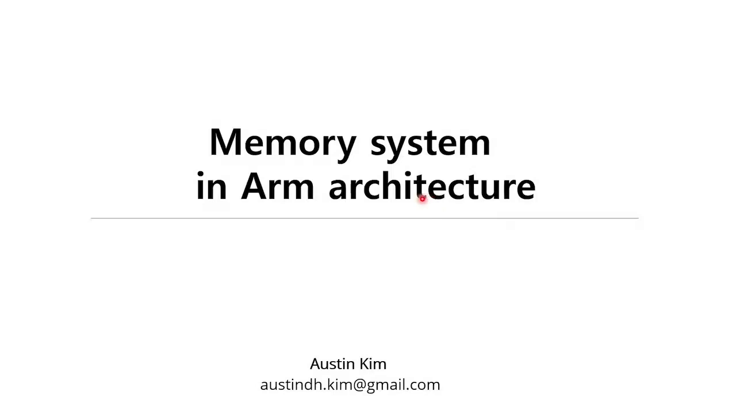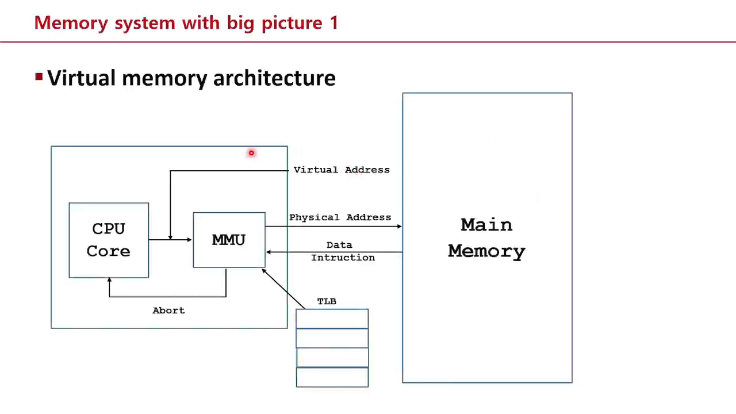So in this lecture, let's understand how the memory system is organized in the ARM architecture. A number of modern operating systems are based on the virtual memory system. If you think about the virtual memory system, you need to understand this picture that illustrates how the virtual address is handled. If you turn on the MMU feature, or if your system is based on the virtual memory system, what the CPU core is looking at is the virtual address.